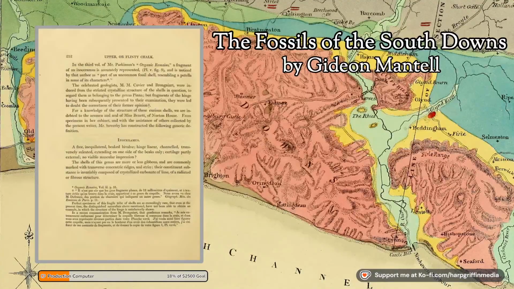Inoceramus, a free, inequilateral beaked bivalve. Hinge linear, channeled, transversely sulcated, extending on one side of the beaks only, cartilage partly external. No visible muscular impression? The shells of this genus are more or less gibbous and are commonly marked with transverse concentric ridges and striae. Their constituent substance is invariably composed of crystallized carbonate of lime, of a radiated or fibrous structure.